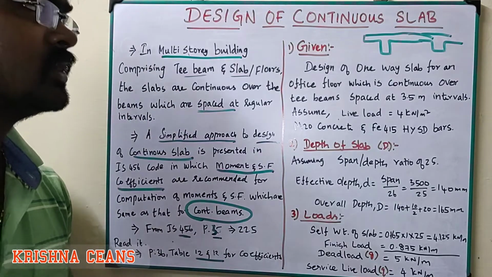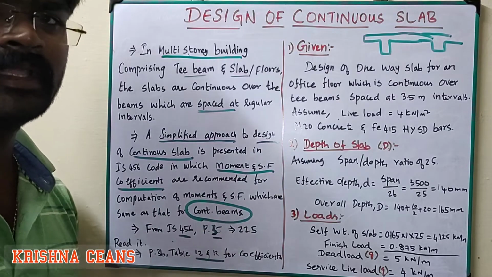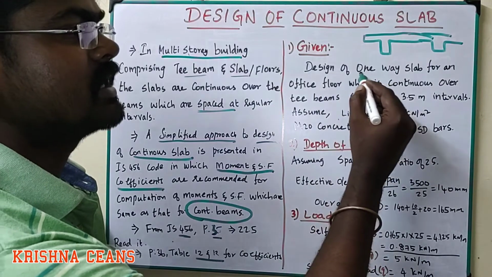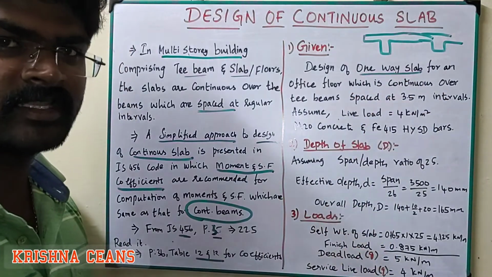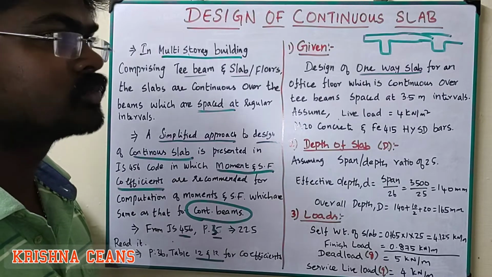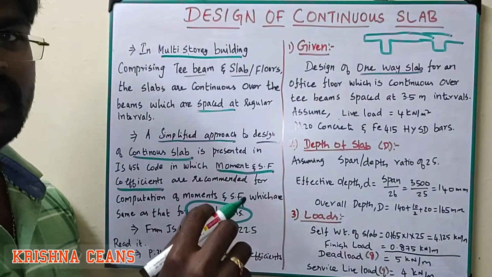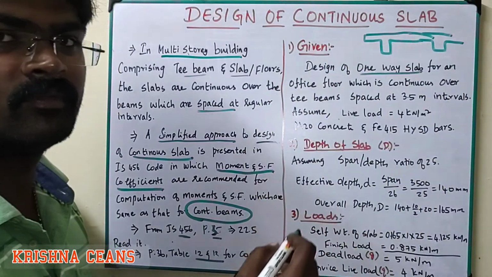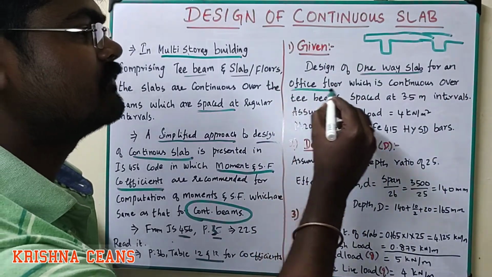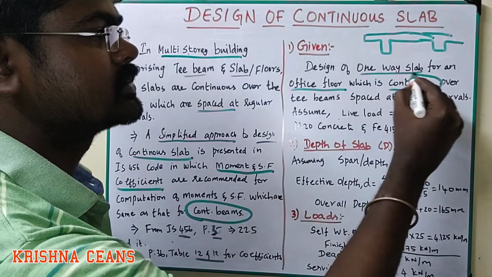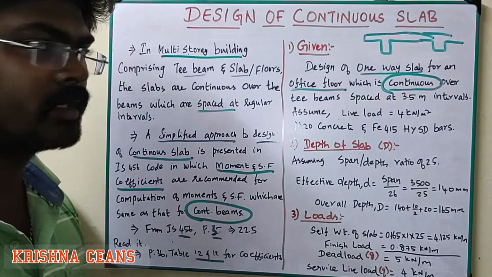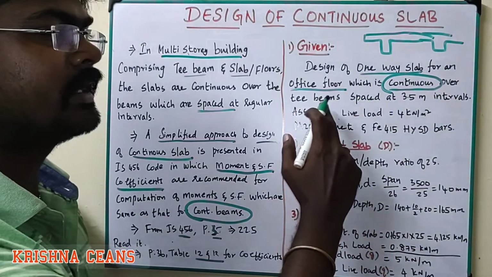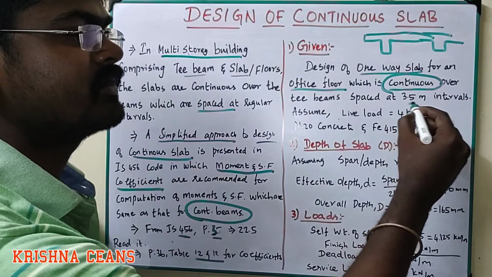First of all, let's see how the question and data will be provided. Design of one-way slab. As we have already designed one-way slab and two-way slab, based upon the question itself we should go for one-way slab. Further we will read the question. In the office floors, which is continuous, that is a very important word. Design a one-way slab for an office floor which is continuous over T-beams spaced at 3.5 meter.